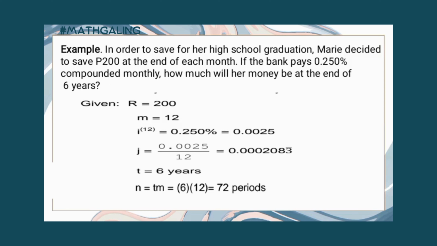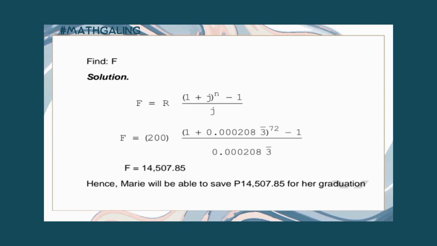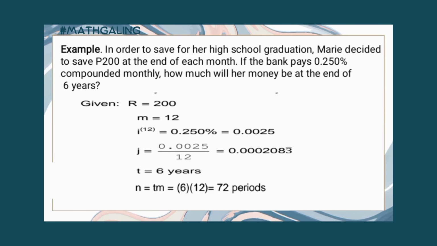Let's have an example for this equation. Example: in order to save for her high school graduation, Mori decided to save 200 pesos at the end of each month. If the bank pays 0.250% compounded monthly, how much will her money be at the end of 6 years? So since the payment interval is each month and it is compounded monthly, they are equal. So this situation illustrates a simple annuity.